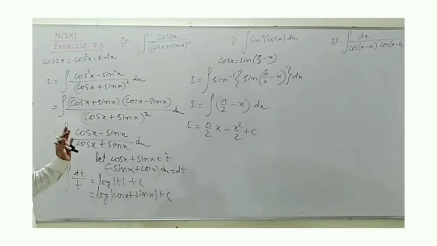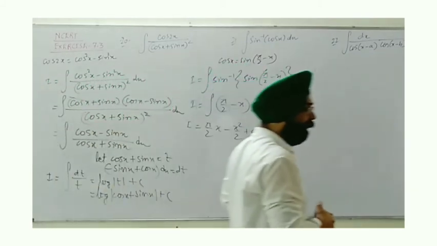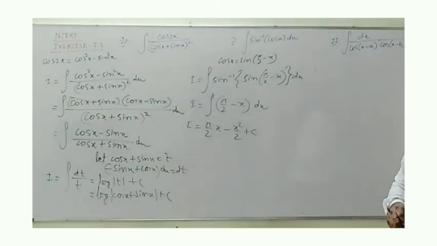I hope everything you are getting. Now the last question, 22nd, is again a question of the same kind. Here a product of cos is given with x minus a, x minus b in the denominator.